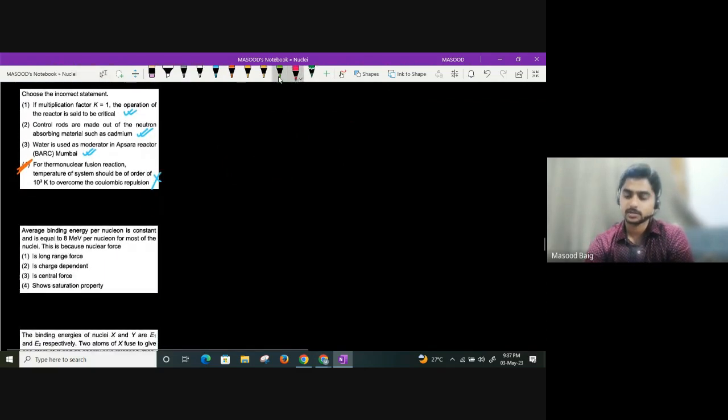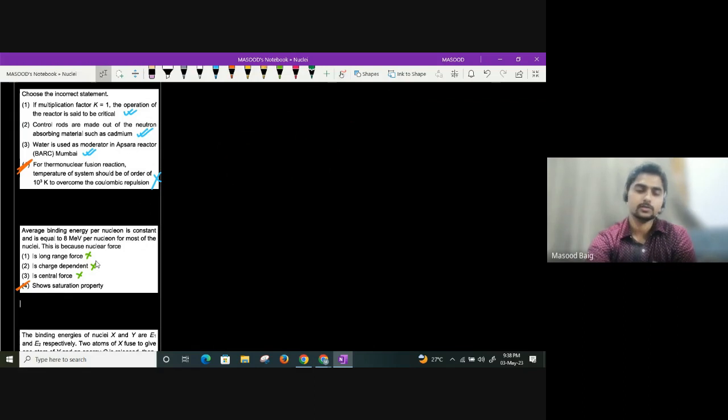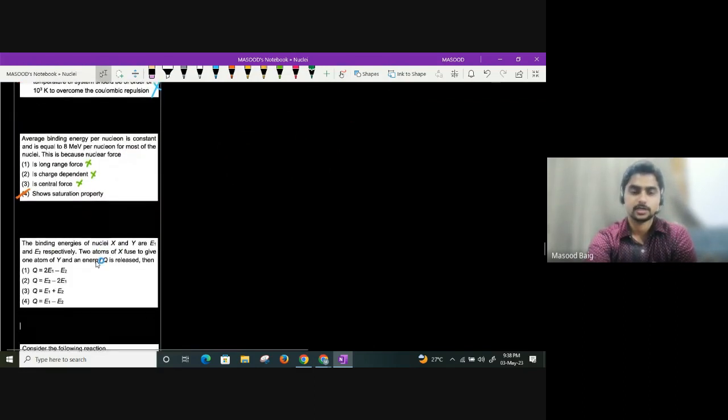Average binding energy per nucleon is constant and is equal to 8 million electron volt per nucleon for most of the nuclei. This is because nuclear force is, right. Is it charge dependent? No. Is it a long range force? No. Is it a central force? No. It shows saturation property, guys. Nuclear force is a non-central force. It is a charge independent force, and it is a short range force. Because these three properties of nuclear force are wrong, automatically the answer will be the fourth option, guys. Clear, everyone?